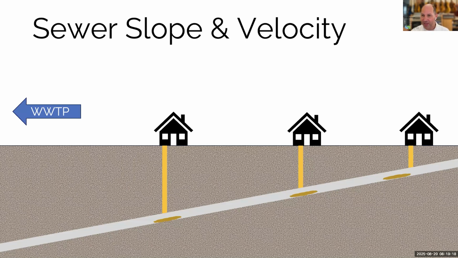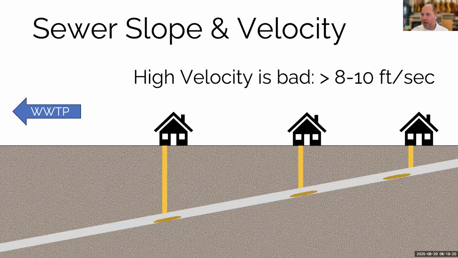So the ideal range is 2 to 8, and 2.5 is kind of the design ideal. Anything above 8 is bad and above 10 is really bad. So now we know that there's a relationship between these two values, slope and velocity.